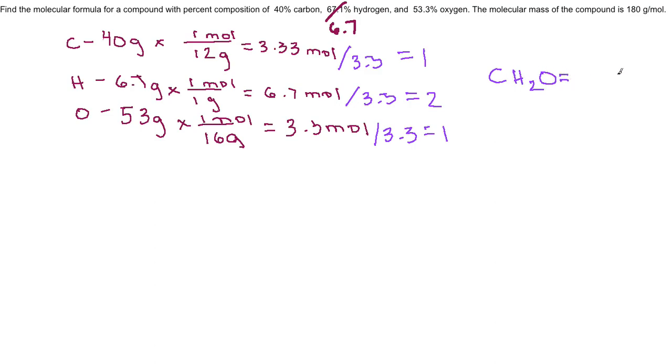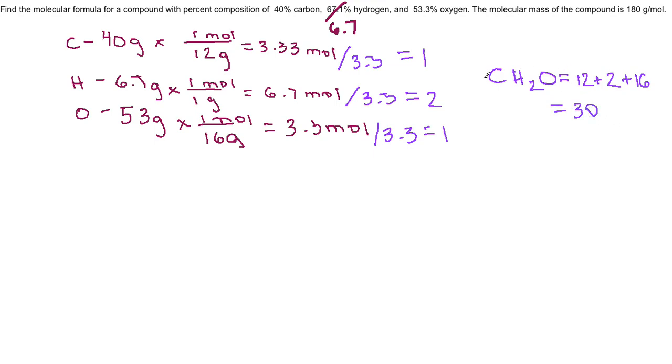All right, so carbon has an atomic mass of 12. I've got 2 hydrogen, so it's plus 2. And I've got 16 for oxygen. So my total is just going to be 30 grams per mole.